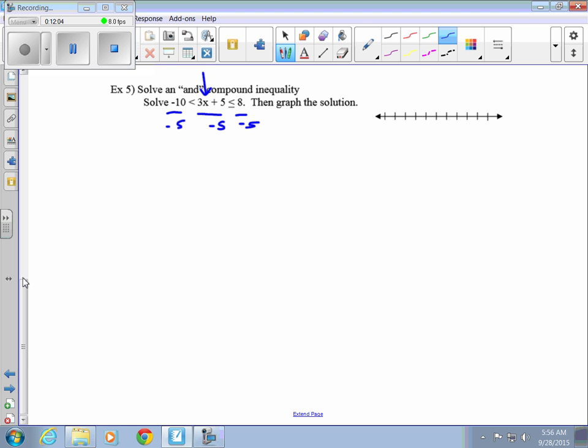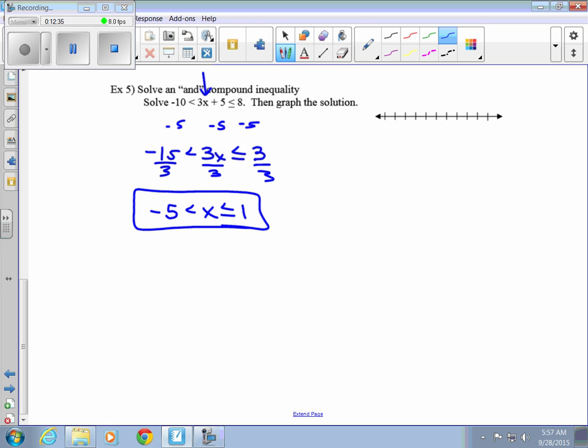So we're going to subtract the 5 from there. And so we're going to end up with negative 15 is less than 3x, which is less than or equal to 3. And now I have 3 times x, so we have to get rid of the 3. So we're going to divide by 3. So now it's going to be negative 5 is less than x, which is less than or equal to 1. So there is our compound inequality, and it's an and statement. Anytime that you see one that looks like this, it's going to be an and statement. The only way it's going to be an or is if it says or inside of it.